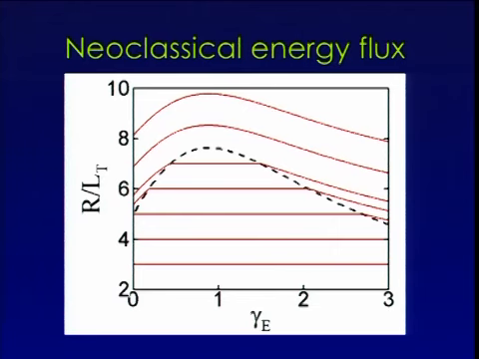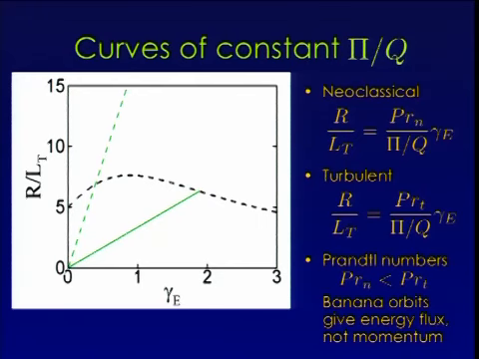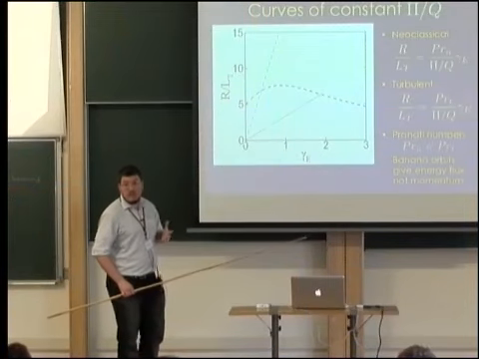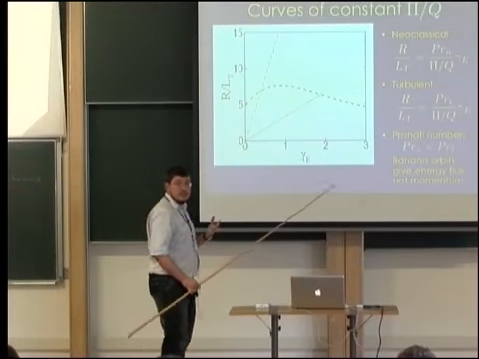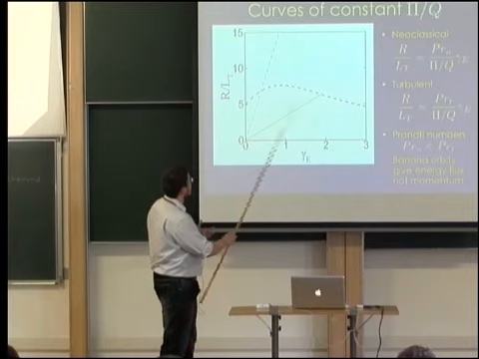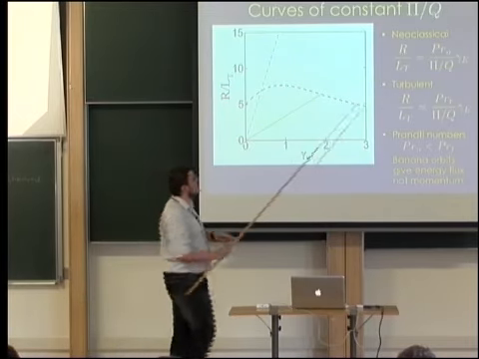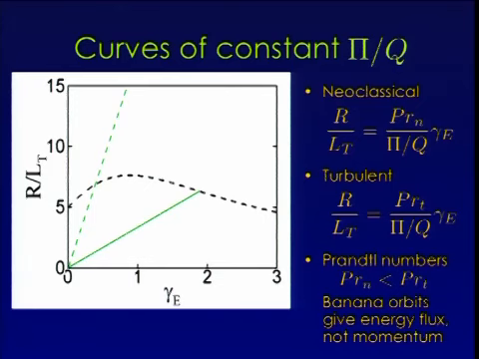So now let's go to the pi over Q. That's actually the very interesting one. You're going to see that the fact that we have a constant Prandtl number is what gives us trouble in finding the transitions, the bifurcations. So when we include neoclassical, we have two regions in our graph. Below the critical gradient, my pi over Q constant line is given by the neoclassical Prandtl number. It's again a straight line between the rotation and the temperature gradient, but now it's given by the neoclassical Prandtl number.